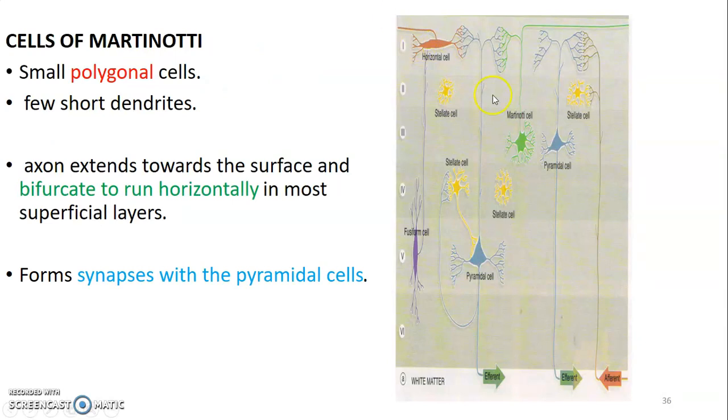These are polygonal cells. Look at this. They are polygonal and they have very short dendrites, and the axons actually go to the surface of the cell, and then after reaching the surface they bifurcate into 2 in the superficial layer. So they have an axon that goes to the surface, then bifurcates into 2 and courses horizontally in the superficial layers. These cells of Martinotti usually synapse with the pyramidal cells. So you can see the Martinotti cell synapsing with pyramidal cell.